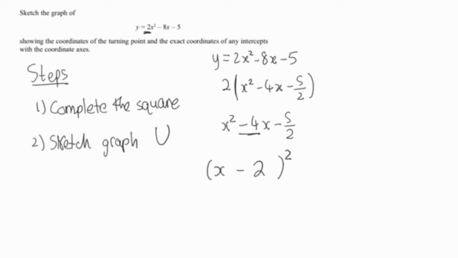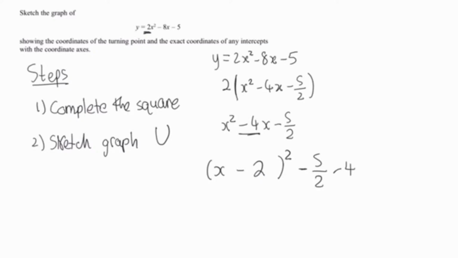So we have x minus 2 all squared minus 5 over 2. And now we want to also make sure these two equations are equal to each other. Now notice, if we expanded this out, we're going to get x squared minus 4x, but we're also going to get a plus 4, which was not in our original equation. So to balance it out, we're going to take away that 4. So from this equation, we just take away 4.